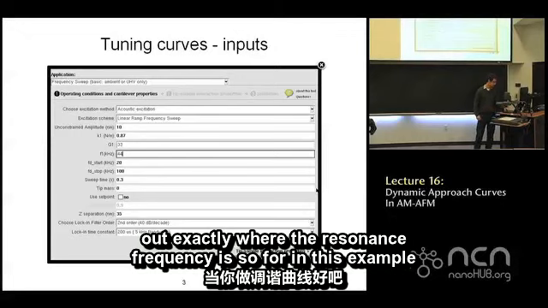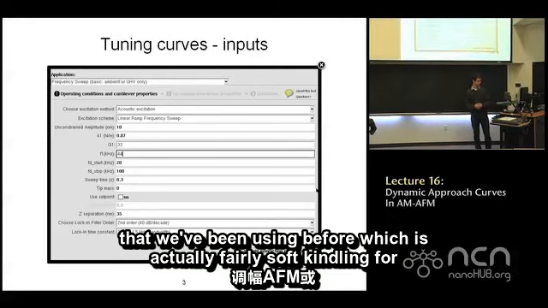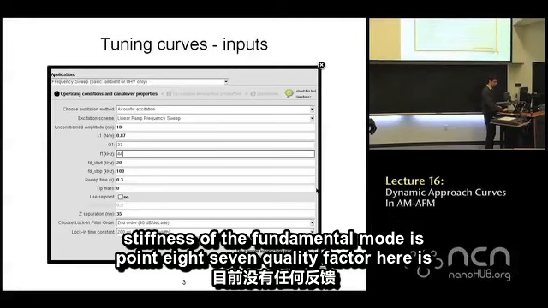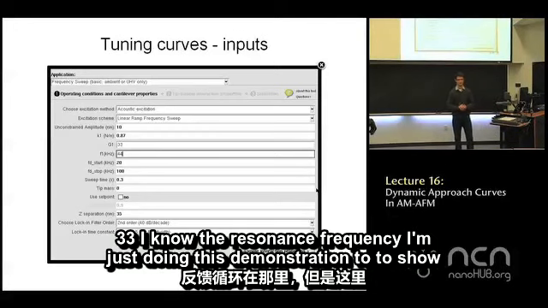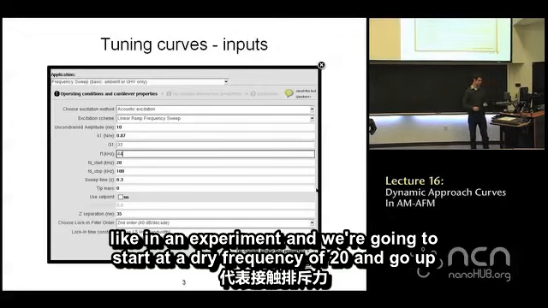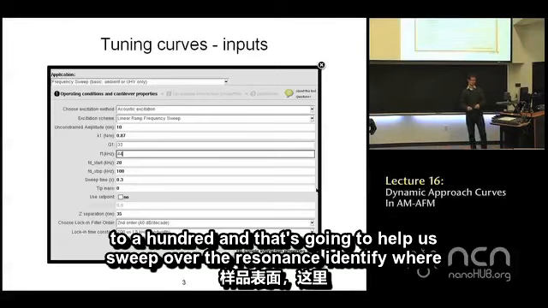In this example, we're going to use the same cantilever that we've been using before, which is actually a fairly soft cantilever for ambient environments. The fundamental mode stiffness is 0.87, and the quality factor here is 33. I know the resonance frequency. I'm just doing this demonstration to show you what the tuning curve might look like in an experiment. We're going to start at a drive frequency of 20 and go up to 100, and that's going to help us sweep over the resonance to identify where it is.